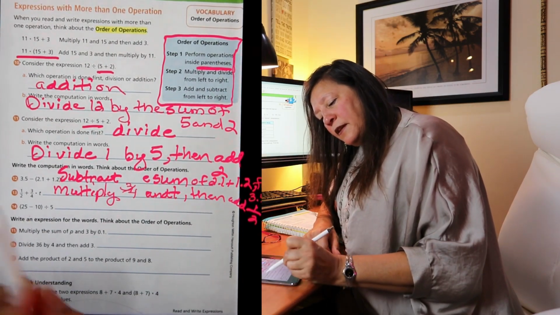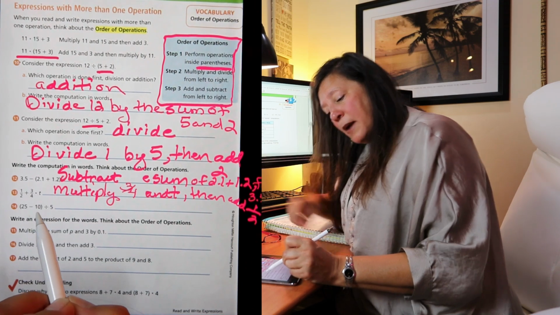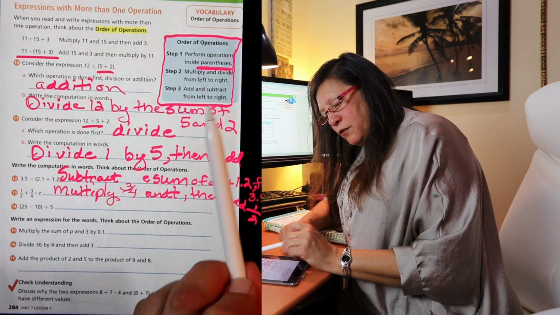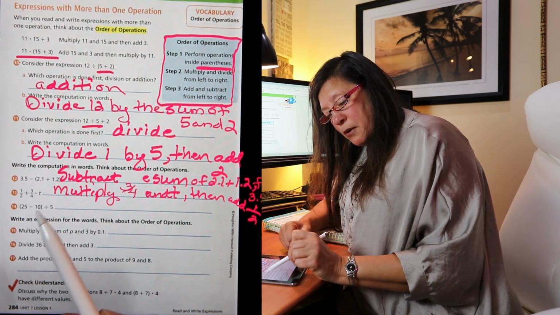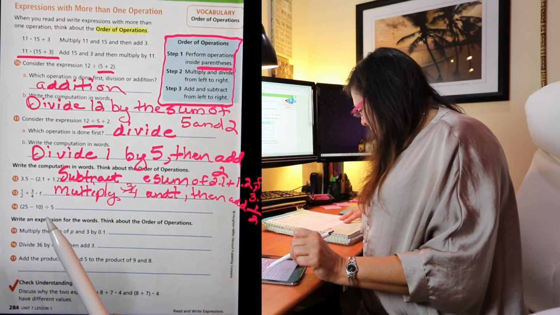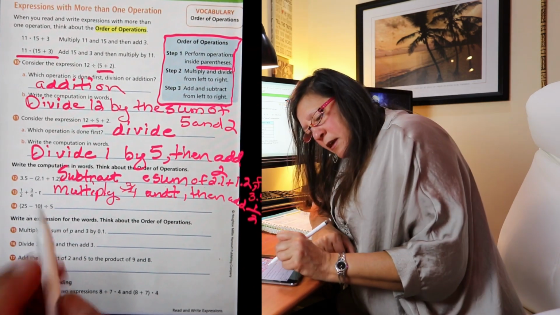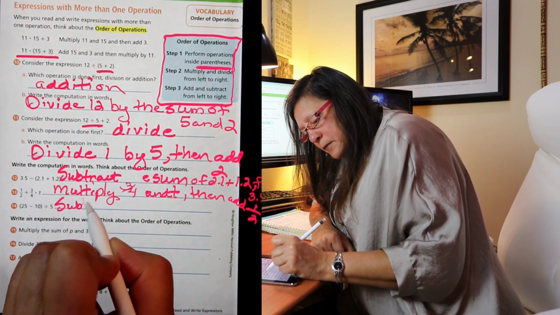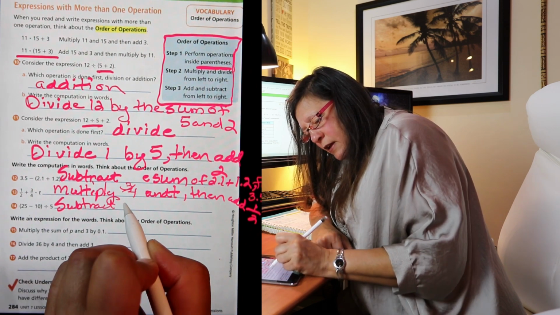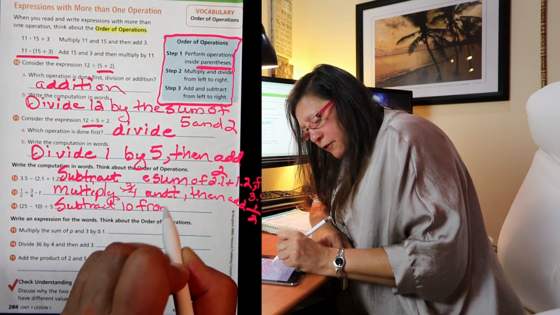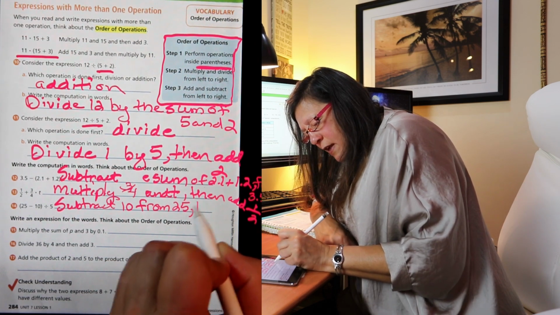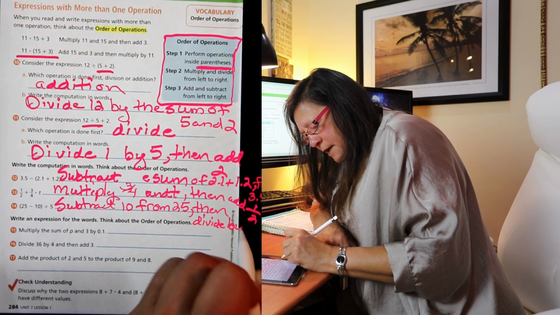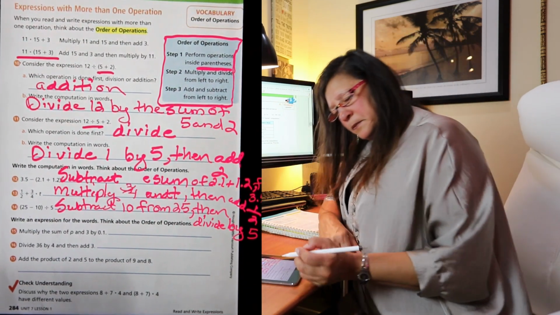Okay, number 14. We have in parentheses 25 minus 10, divided by 5. Now without the parentheses we would do the division first before subtraction, but because we have parentheses you're going to do the parentheses first. Okay? And we're going to start with the operation word of subtract. 10 from, you're taking 10 from 25 and then divide by 5. And that's how you would write that.